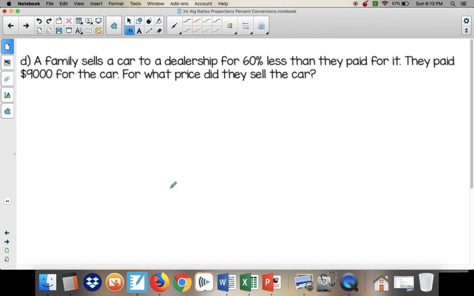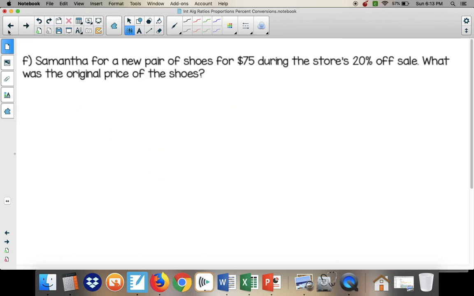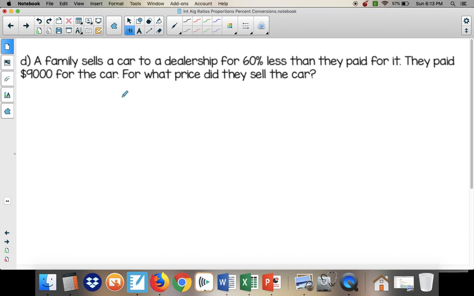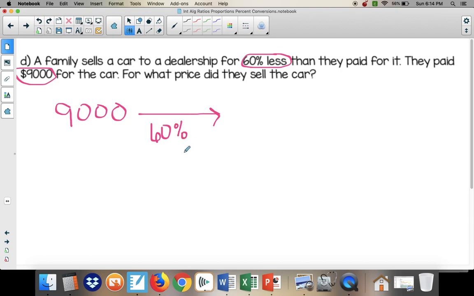All right. So we have 3 more problems, I believe. So a family sells a car to the dealership for 60% less than they paid for it. They paid $9,000 for the car. What price did they sell the car for? So they started at $9,000. We want to know what they sold it for, where they sold it for 60% less.